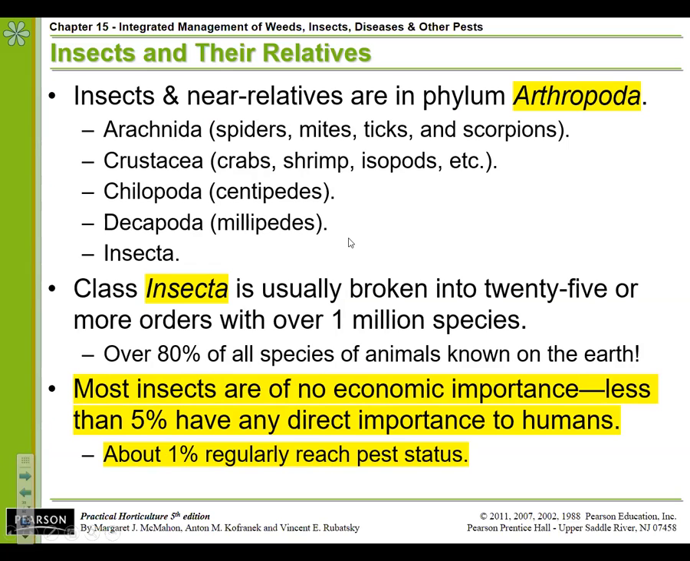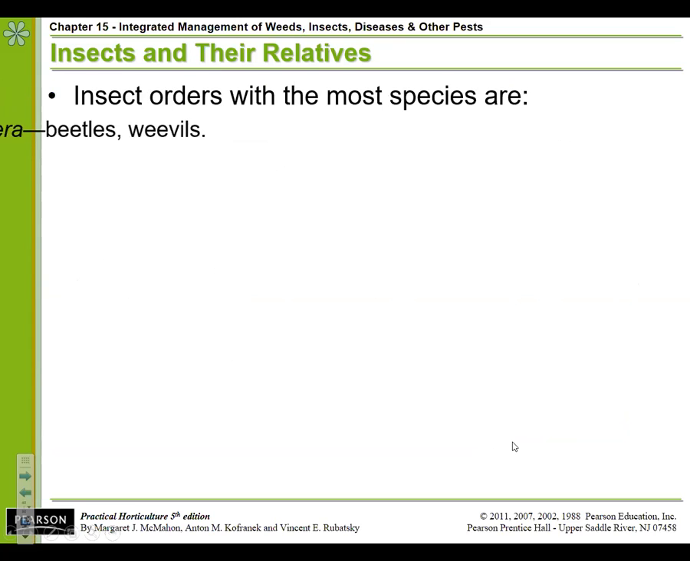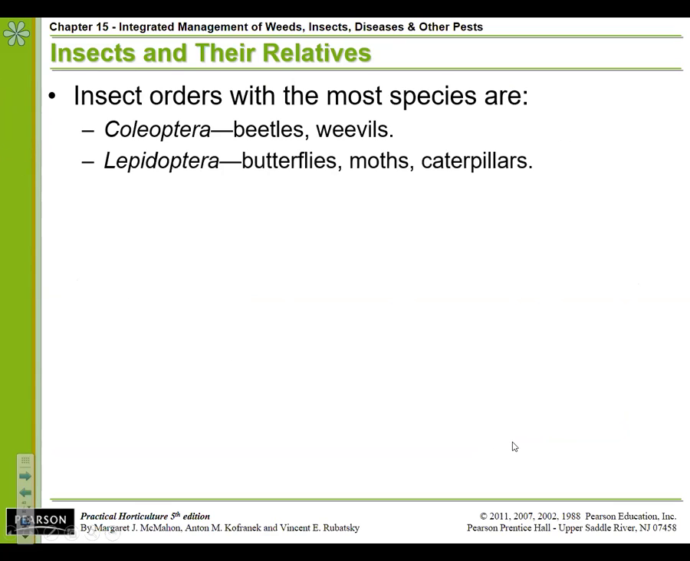Crazy to think about. The other crazy part of that is that very few of those are actually pests. Only about 5% have some economic importance, and only about 1% of those actually reach the economic damage level that causes them to be classified as a pest. So looking at some of these insect orders, Coleoptera are the beetles that go through complete metamorphosis.